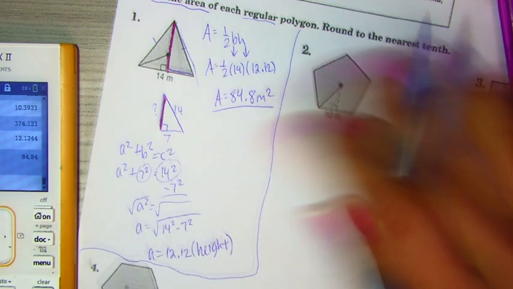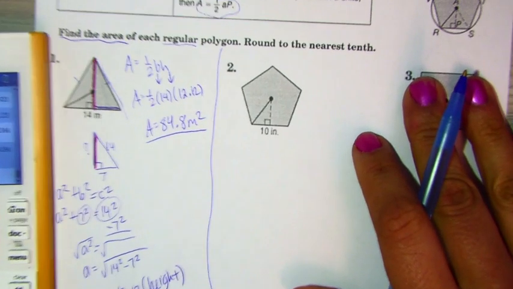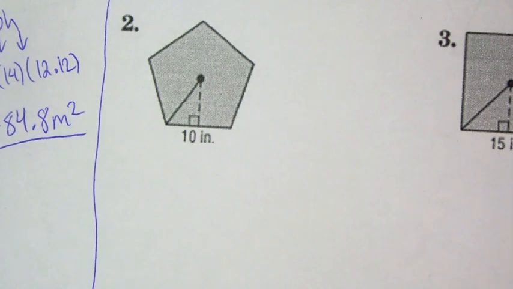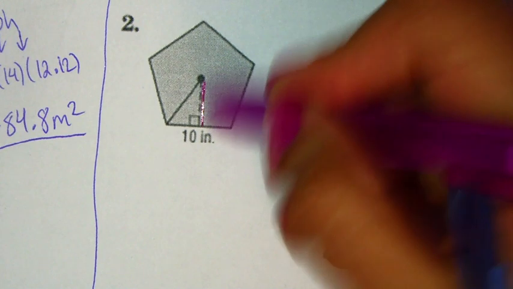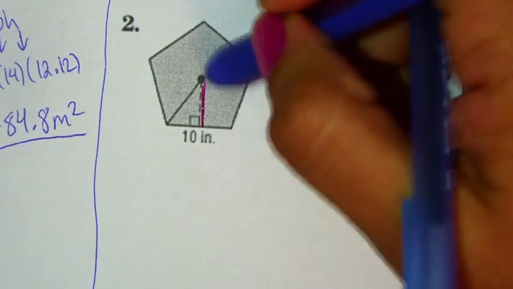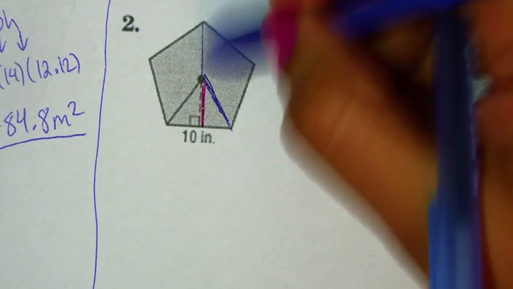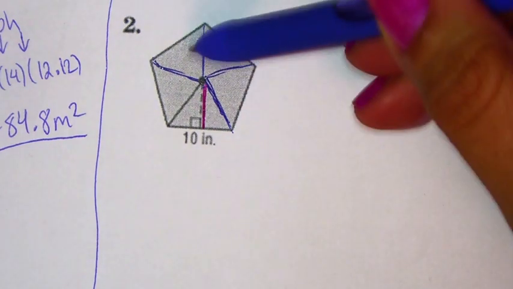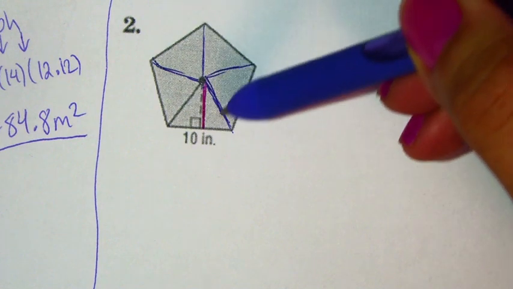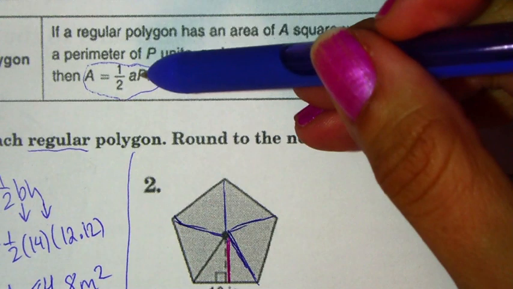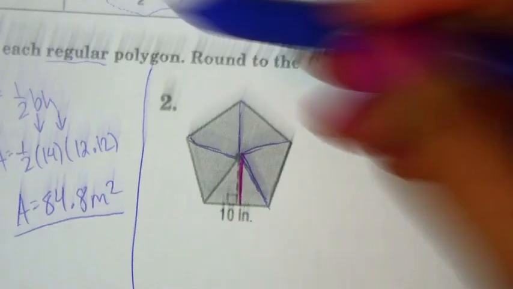Okay, so the next one is a pentagon. And this one, it's only giving you the side. You need to calculate what that apothem part is in here. So this is the part where you have to get creative and visualize that this pentagon can be split into triangles. So you can either see it as there's 5 triangles in here, and you find the area of one triangle and then multiply it times 5. Or you could follow the formula that's right here: 1/2 times the apothem times the perimeter. So we're going to try that.